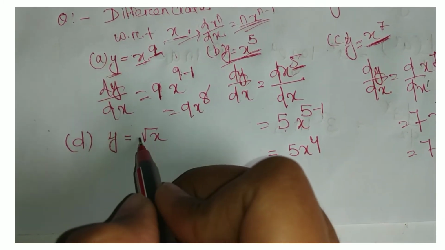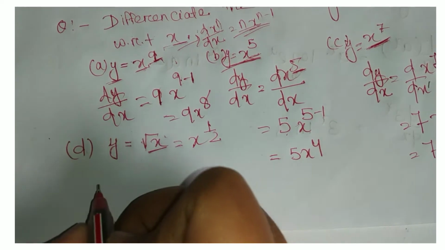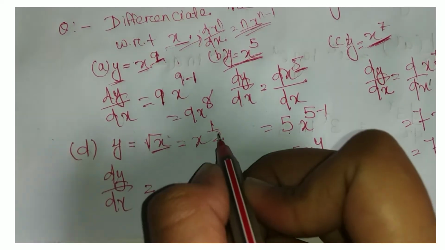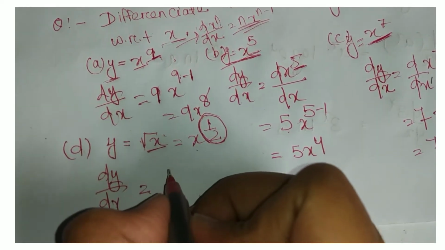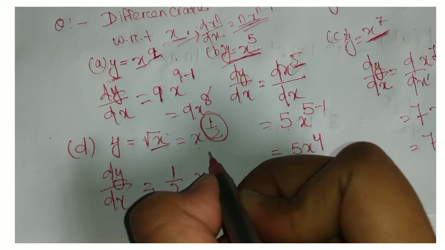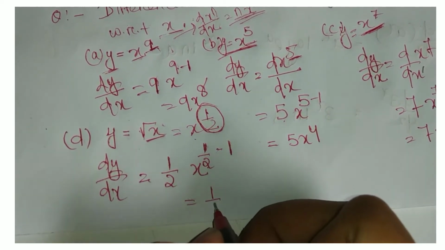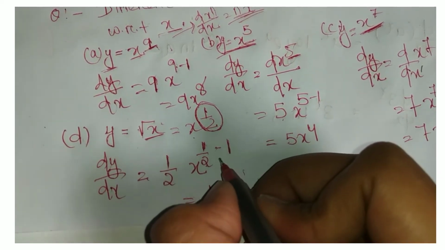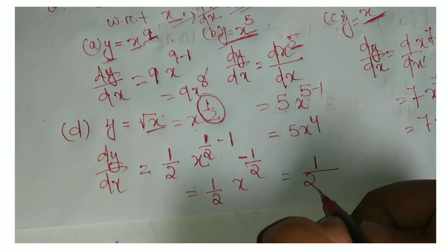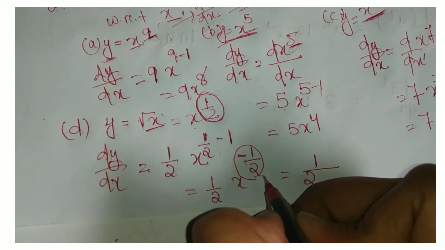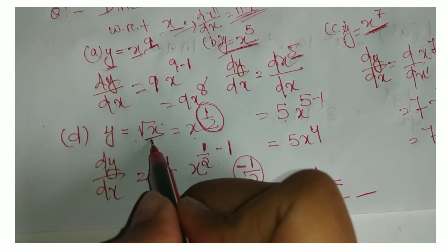Here y is equal to root over of x. We write this is equal to x to the power 1 by 2. So dy by dx is equal to, here n is equal to 1 by 2. So applying this formula, 1 by 2 into x to the power n minus 1, here 1 by 2 minus 1, that is half x to the power minus 1 by 2, is equal to 1 by 2 root x. This is the derivative of root over of x.